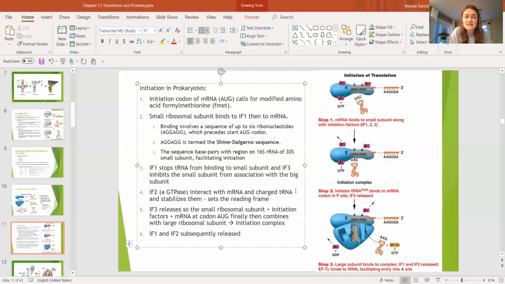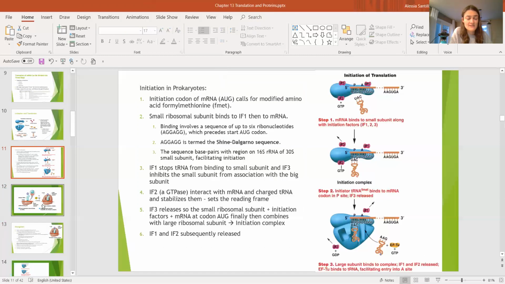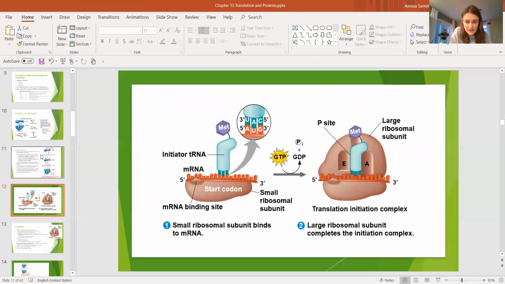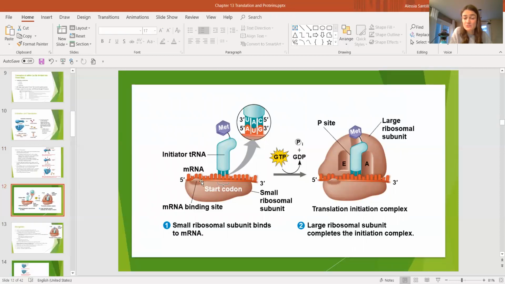And after all this, the IF1 and IF2 are subsequently released. So this is basically another depiction of what happens. You see the start codon binding to your initiator tRNA that has the anticodon to the AUG, and it's bringing along with it methionine. So you can see this is eukaryotic, this is not formyl methionine. And then through the action of the GTPase, if you remember, that was the IF2, eventually this whole thing gets stabilized and the reading frame is made.